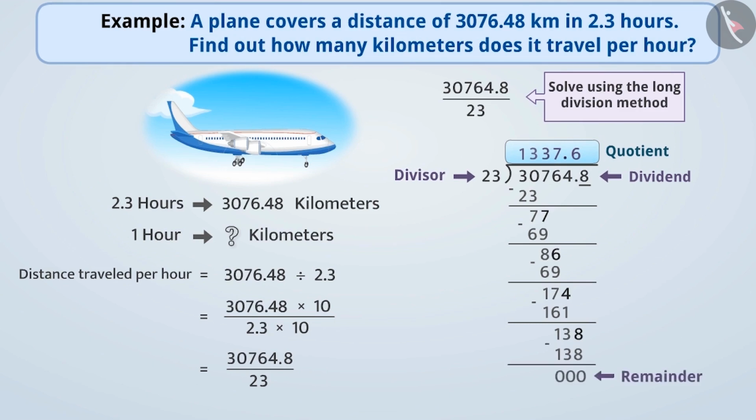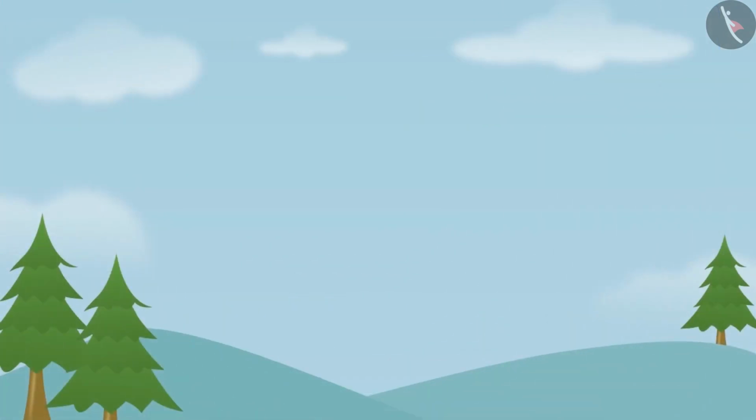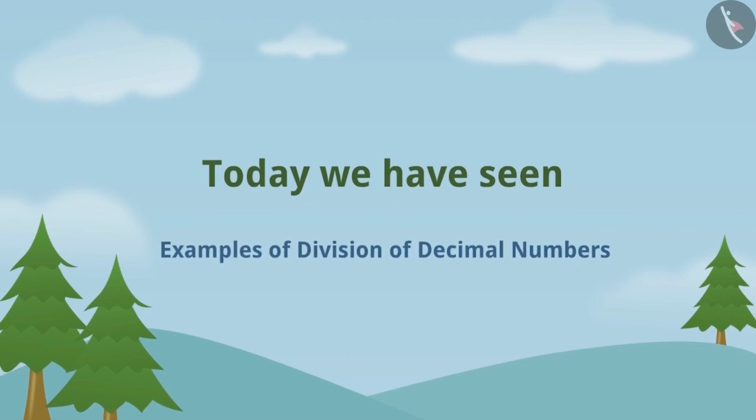The quotient we get is 1337.6. Thus, the aeroplane travels 1337.6 kilometers per hour. So today, we have seen examples of division of decimal numbers. In the next video, we will dispel certain misconceptions related to them.